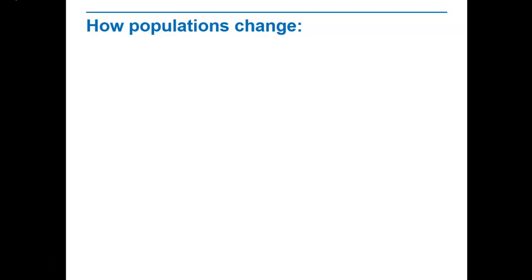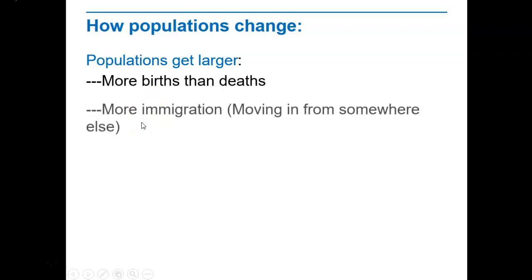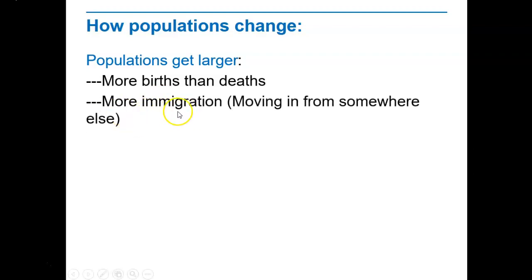Okay. So first up here, how populations change. So we have a couple vocab words we're going to put here. Populations can get larger if we have more births than deaths in a population. So if the mamas are having lots of babies and those babies and adults are surviving a long time, the population will get bigger. Also, if we have more immigration, so people or animals in a population, or even plants, moving in from somewhere else.